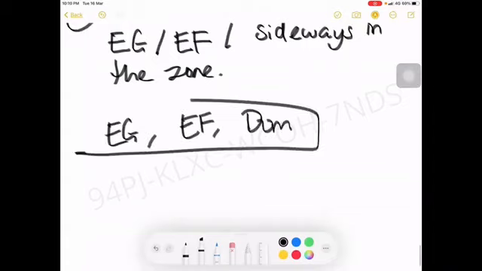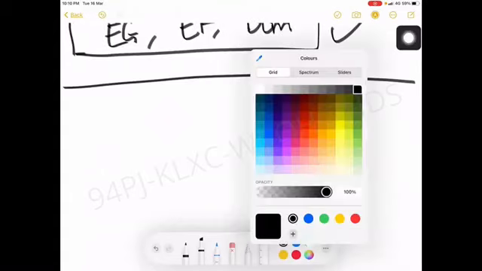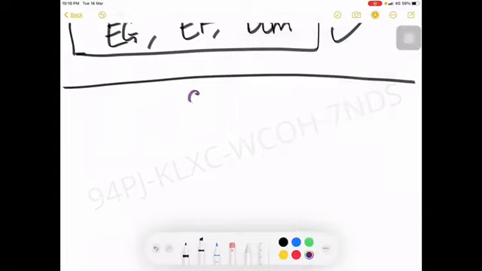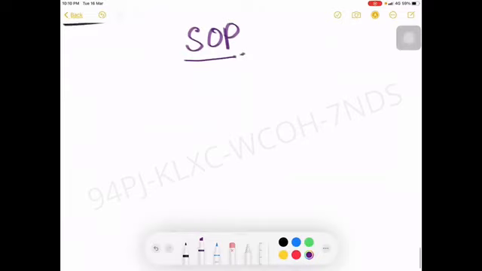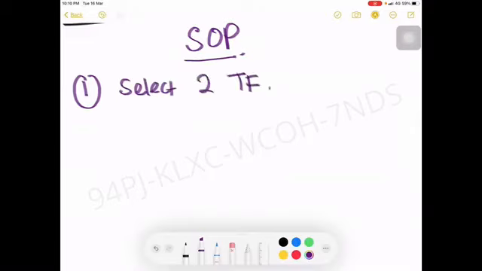Now we are going to focus on the SOP. Now we're going to go for the entry. The first step is that you need to select 2 time frames. It means that if you are starting from daily, then you're going to have to go to H4 as well. If you are starting from weekly, then you are going to go to daily as well.